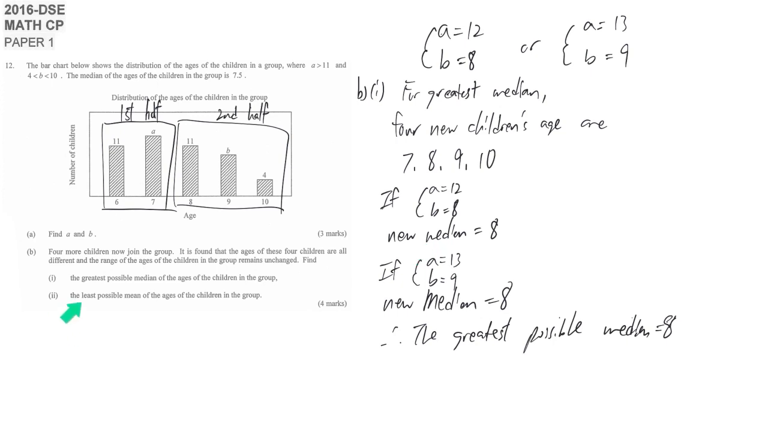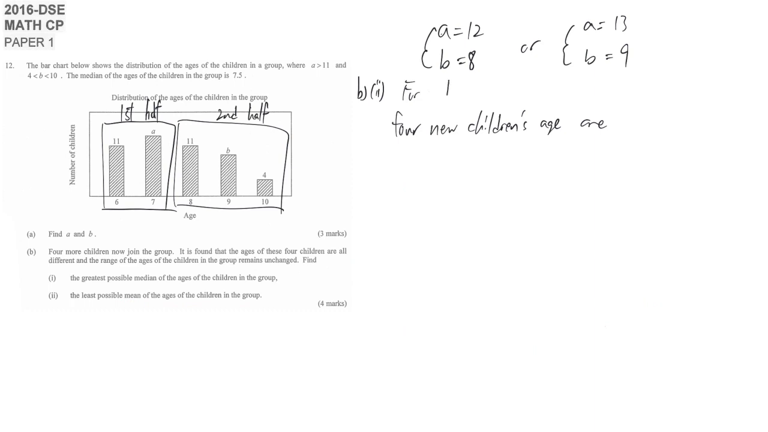And then in part B2, they ask you about the least possible mean. So we just use the same logic. This time for the least possible mean, we prefer the 4 new children's ages to be as small as possible. So 6, 7, 8, and 9. And also we have two different cases, so we have to calculate case by case and see which one is the smallest.